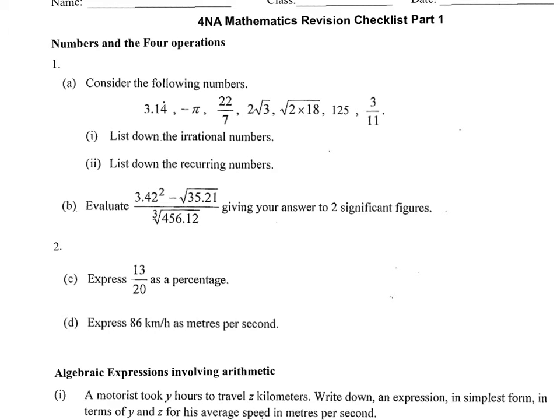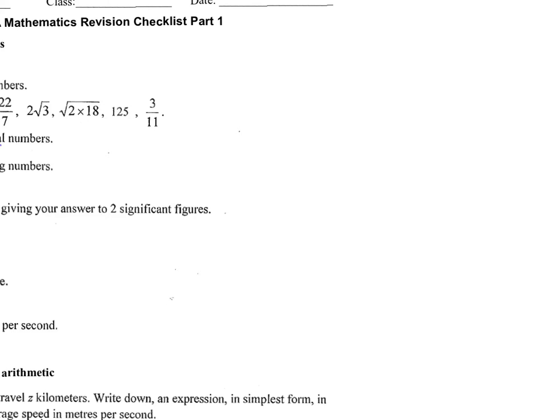Okay, so for numbers and operations, first one: consider the following numbers and list down the irrational numbers. What does the word irrational mean? Irrational. Anyone remember anything? Irrational means cannot be written as a fraction. Okay, cannot be a fraction. Not only cannot be a fraction, it has some traits. The number in decimal places, the decimal does not end.